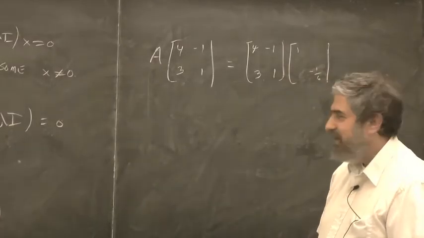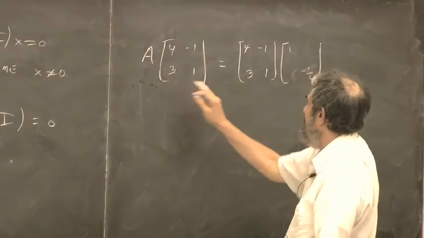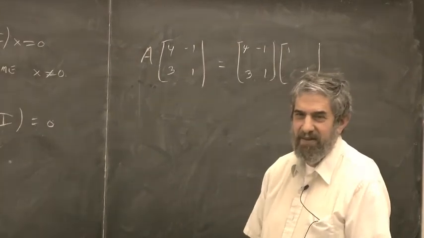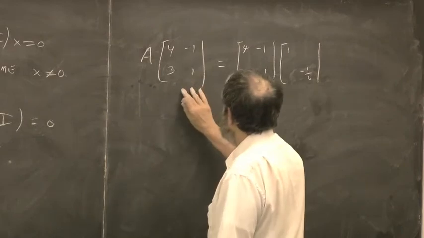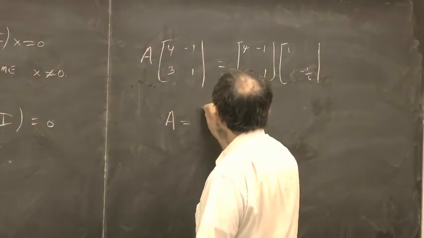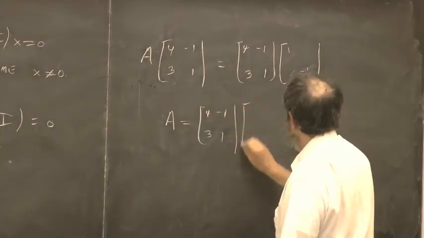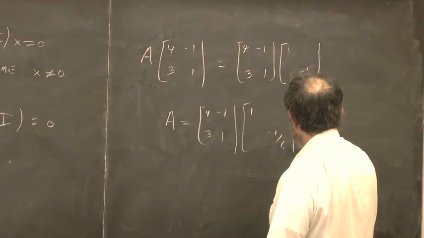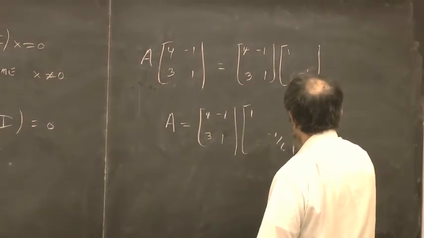Okay, so what was our goal here? Our goal was to find A so that it would be easy to find powers of it. So what do you recommend? Multiply on the right by the inverse of this matrix. So A is equal to 4 minus 1, 3, 1 times 1 minus 1/6, times the inverse of that matrix.